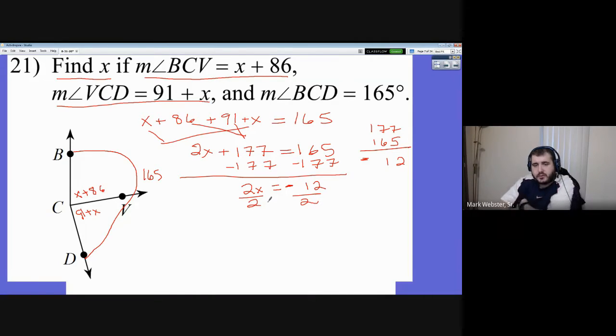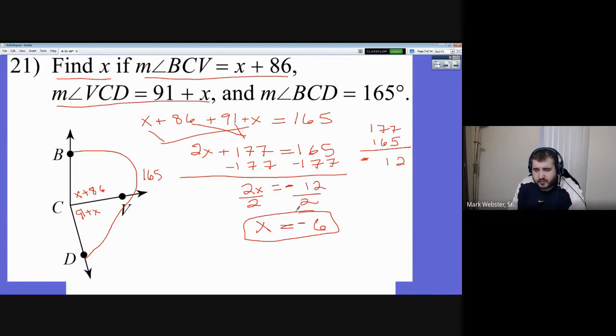Then divide by 2 to both sides to get x by itself. And you're left with... don't forget your negative sign. 12 divided by 2 should be 6. So this is x equals negative 6.